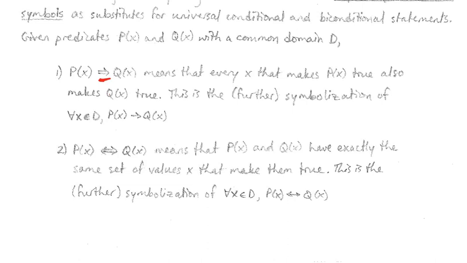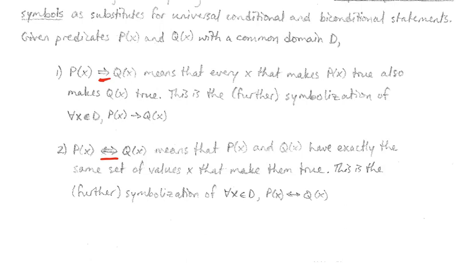Similarly, P, and then this is obviously a thicker left and right pointing arrow, Q of x means that P of x and Q of x have exactly the same set of values x that make them true. This is the further symbolization of for all x in D, P of x if and only if Q of x. And here we have the less thick left and right pointing arrow.